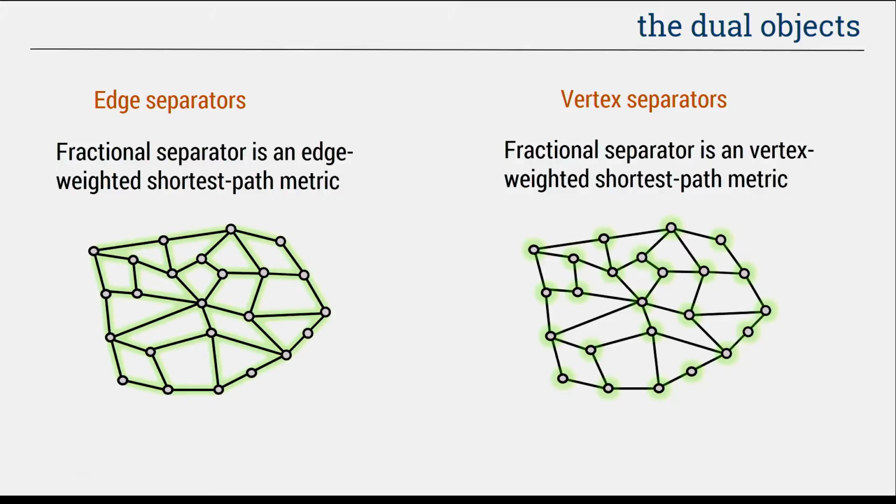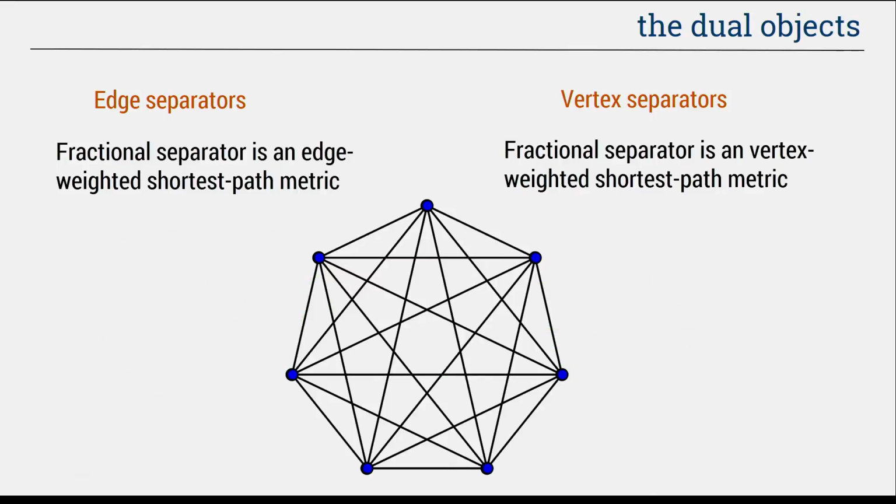So it just requires you to look at the distinction between edge separators and vertex separators. If you want to look at fractional edge separators, then the fractional objects are shortest path metrics where you weight the edges of the graph. And if you want to look at fractional vertex separators, the fractional separators are shortest path metrics where you weight the vertices. And those don't maybe seem so different, but the complete graph is a good example.